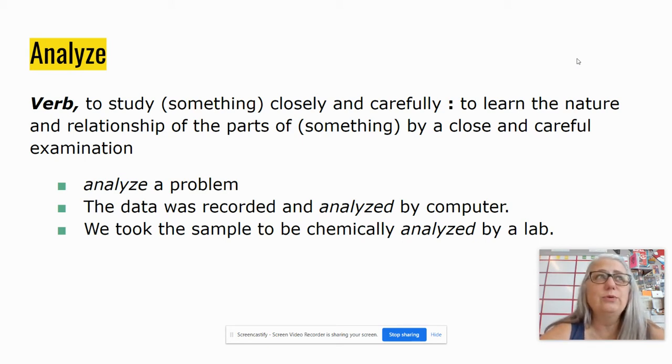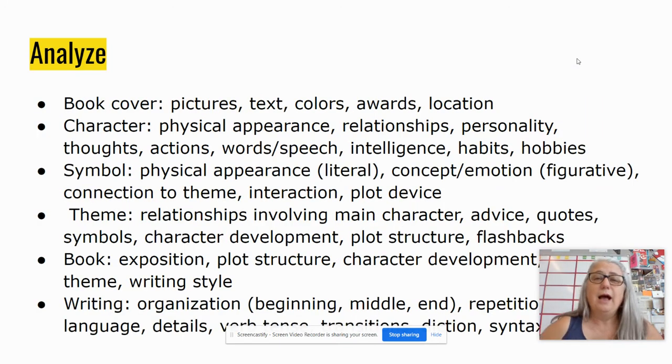I like to use the analogy of taking something that's whole and breaking it apart and looking at each of the individual parts separately and learning how those parts work together to create that whole. So, analysis is taking something and looking at all the individual parts and how those parts work together to create the whole. How do you analyze in English class or in literature?